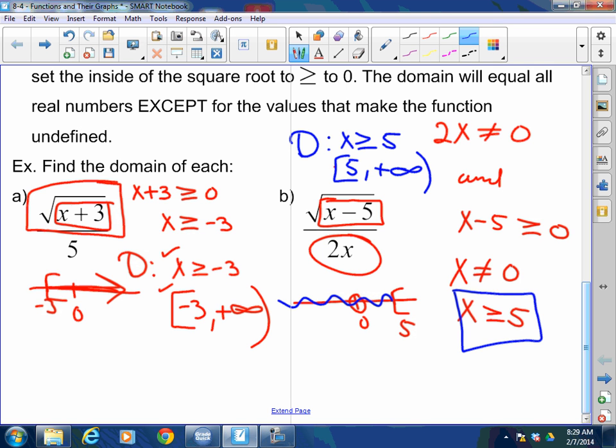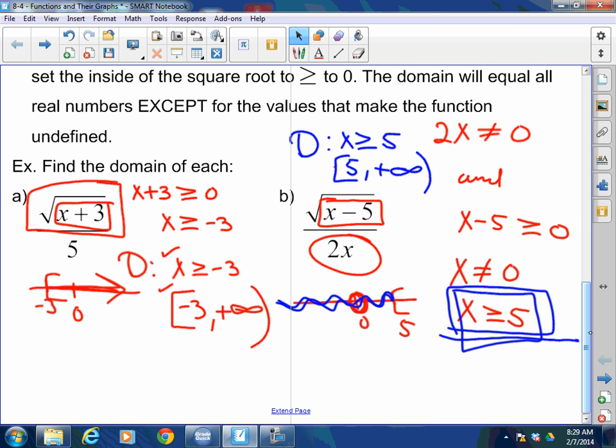Well, I have 2 restrictions. X is not equal to 0. It's not equal to 0. But all of my x's have to be greater than or equal to 5. So all of the x's to the left of 5 are not valid because x must be greater than or equal to 5. Does that make sense? You sure? Okay, awesome.